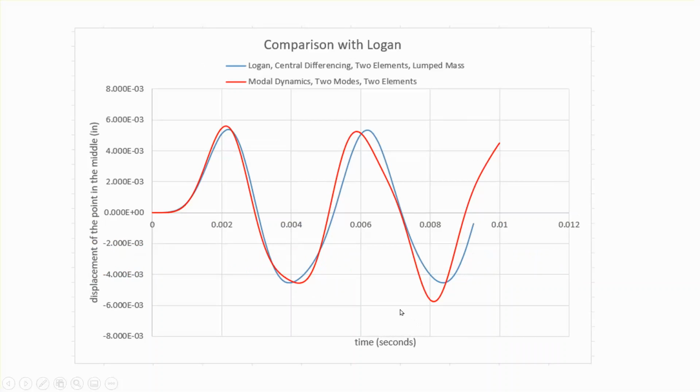Okay. Now, what you see there is the blue one, which is generated in Logan using the central differencing and two elements and lump massing. In this tutorial, we're going to be using modal dynamics. The results are generated by that red graph, and I'm going to use only two modes and therefore two elements. This is to give you a feeling for how problems in modal dynamics are done. I'm not claiming that these should match because they're two different methods, basically.